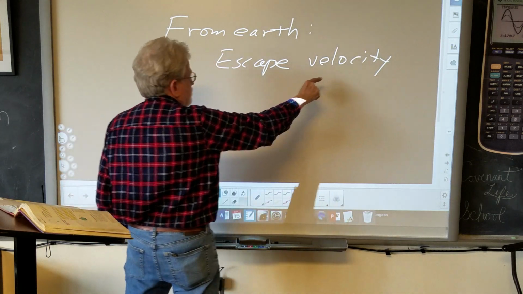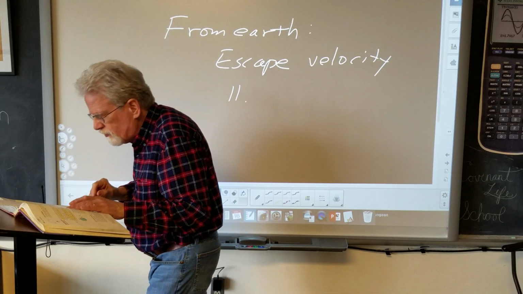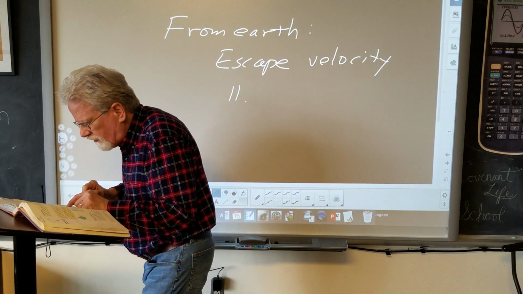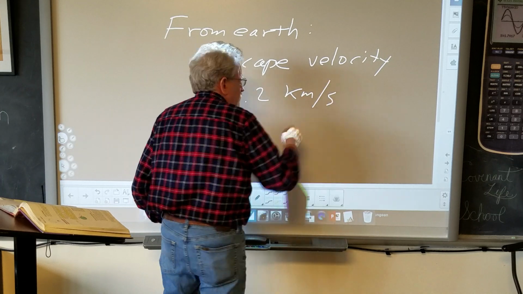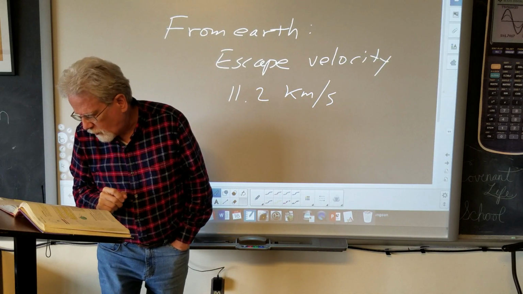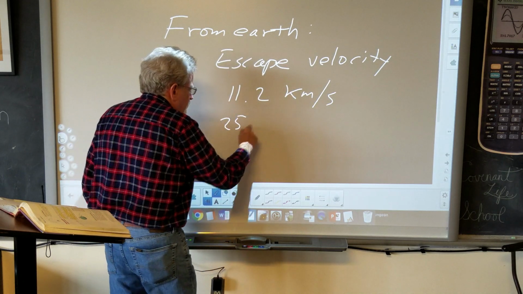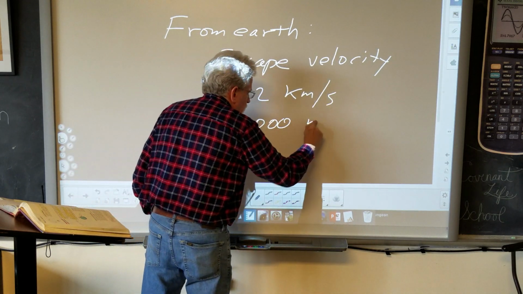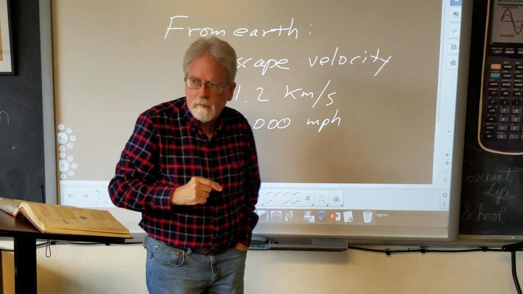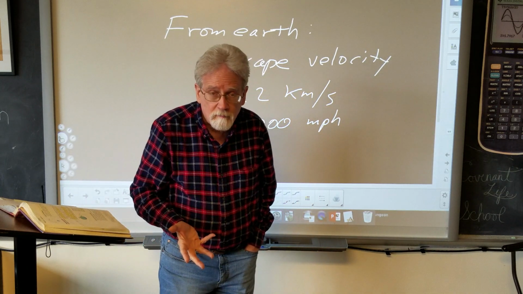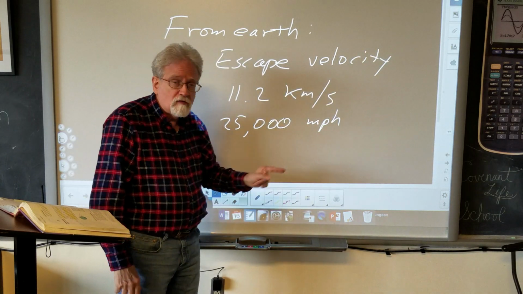Escape velocity from the Earth is 11.2 kilometers per second, otherwise known as a whopping 25,000, about 25,000 miles per hour. That's the speed we have to reach if we want to do something cool like go to the moon or go outside the solar system. We've got to achieve at least that just to get away from the Earth.